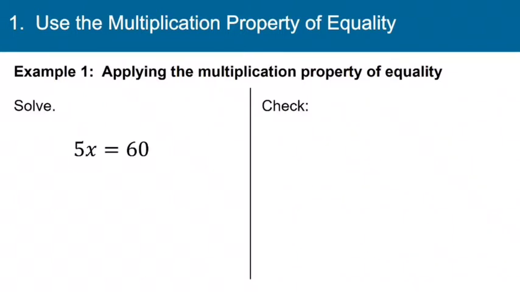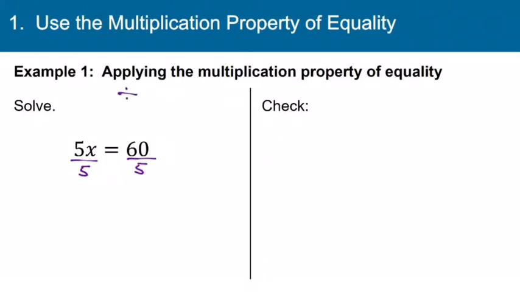So I would want you to pay very close attention to making sure that your work looks like the work I'm showing here. So here we have 5 times x equals 60. This 5 is a coefficient. So in order to eliminate this coefficient, we would need to divide this side by 5. If we divide the left side by 5, we must also divide the right side by 5. So I'll put divided by 5 here and divided by 5 here.